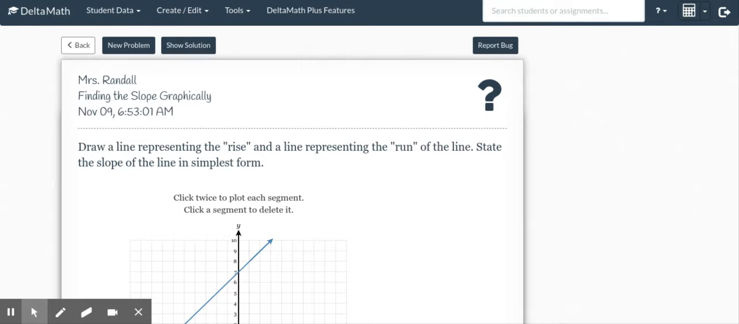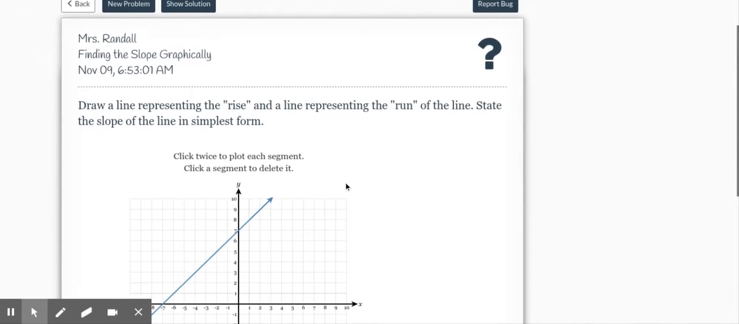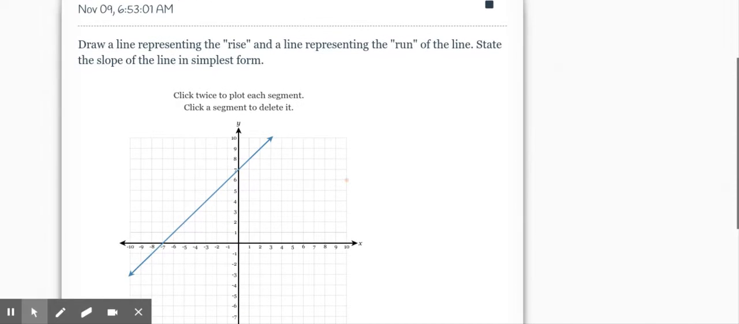If you are having trouble with today's DeltaMath assignment, I'm going to go through a video here to help you go over some of the most common mistakes I see on this. So on this assignment, for each problem, you're going to draw a line representing the rise, draw a line representing the run, and then state the slope in simplest form. That means you have to simplify your answers. If you mess up any part of those directions, it's going to count your entire answer wrong.